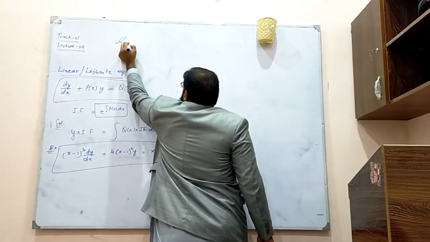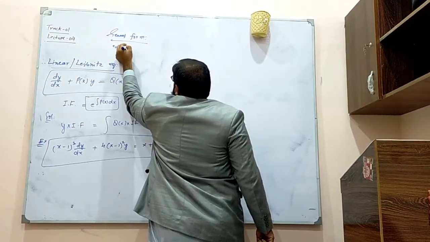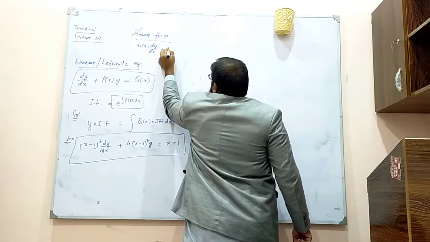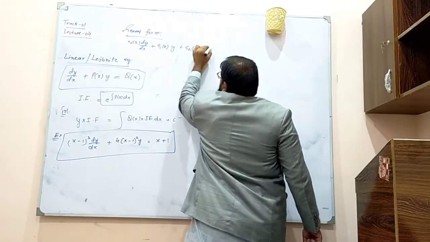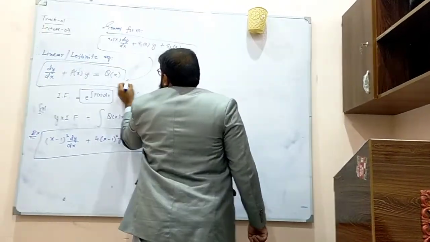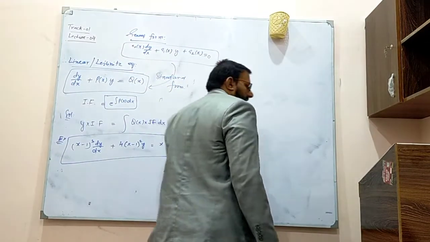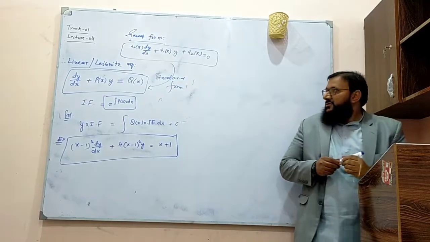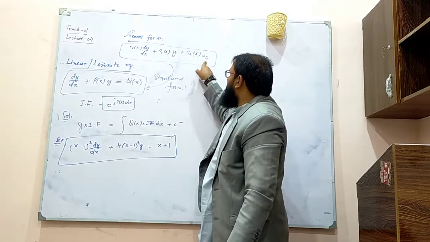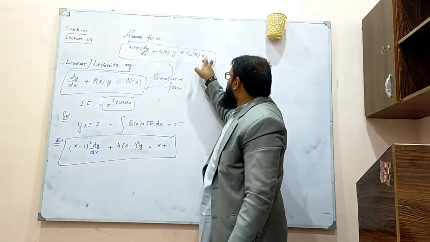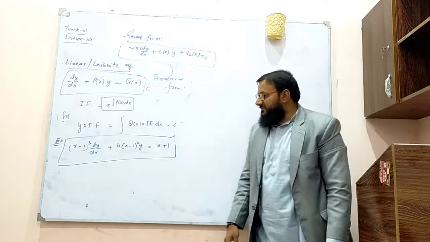The general form of a linear equation is a naught of x dy by dx plus a1 of x y plus a2 of x equals 0. This is the general form and this is called the standard form of a linear or Bernoulli's equation. You have some function times dy by dx, some other function of x times y, and some other function equals 0. Now you take this function on this side and you divide everything by a naught, and you get this. This is called the standard form. You do the same thing here.